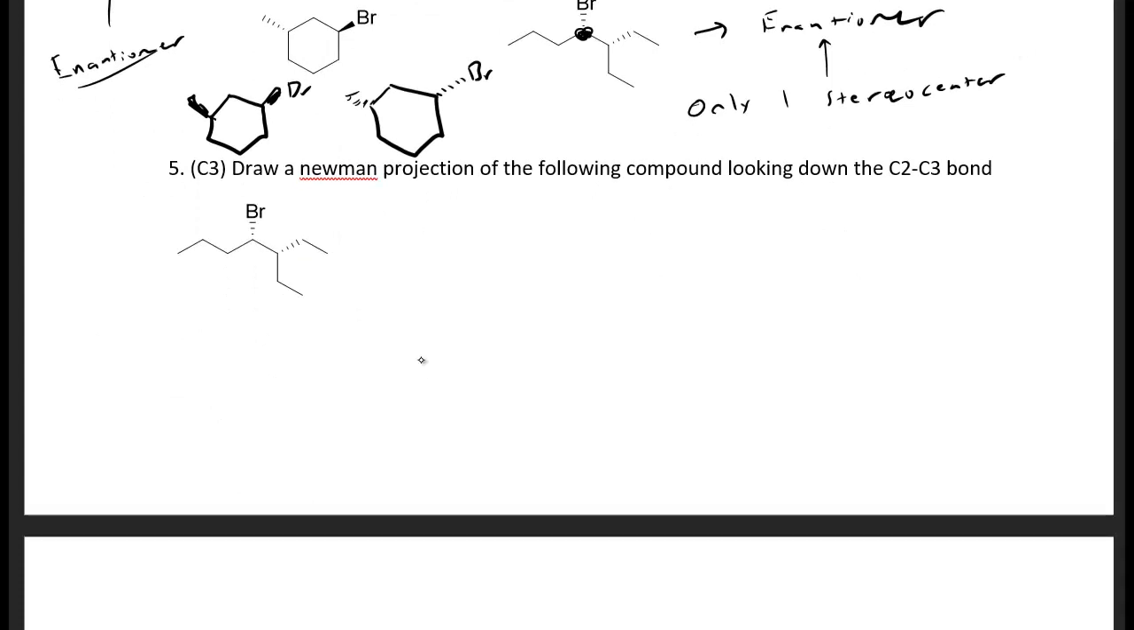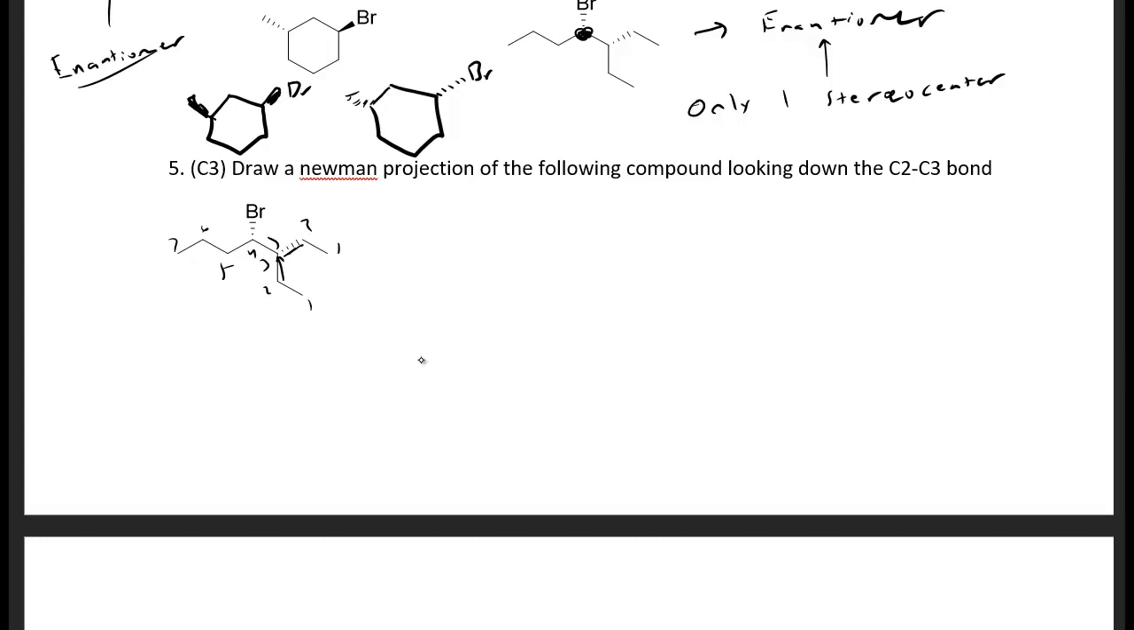Alright, draw the Newman projection of this looking down the C2-C3 bond. So when we were numbering this, we said 1, 2, 3, 4, 5, 6, 7. So the C2-C3 bond is right here. Now when numbering this, it would actually be a little bit easier to just say that this is 1, 2, 3, so we're in the same plane. So another representation of the C2-C3 bond is right there. That'll be easier to draw looking down that C2-C3 bond, just because those are all in the plane that we're looking at.